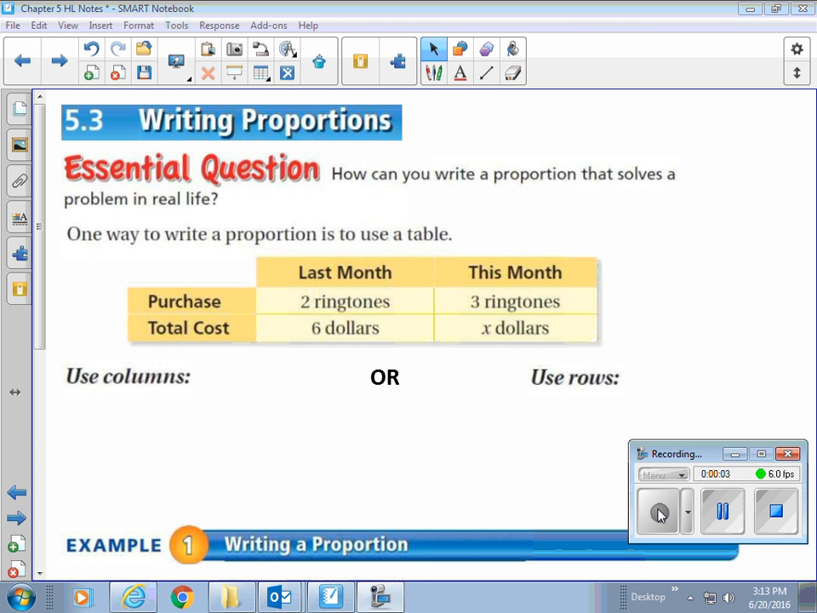Next lesson from chapter 5, lesson 3, is writing proportions. So we know that proportions are two ratios that are equal to each other. We're going to ask, how can you write a proportion that solves a problem in real life? One way to write a proportion is to use a table.